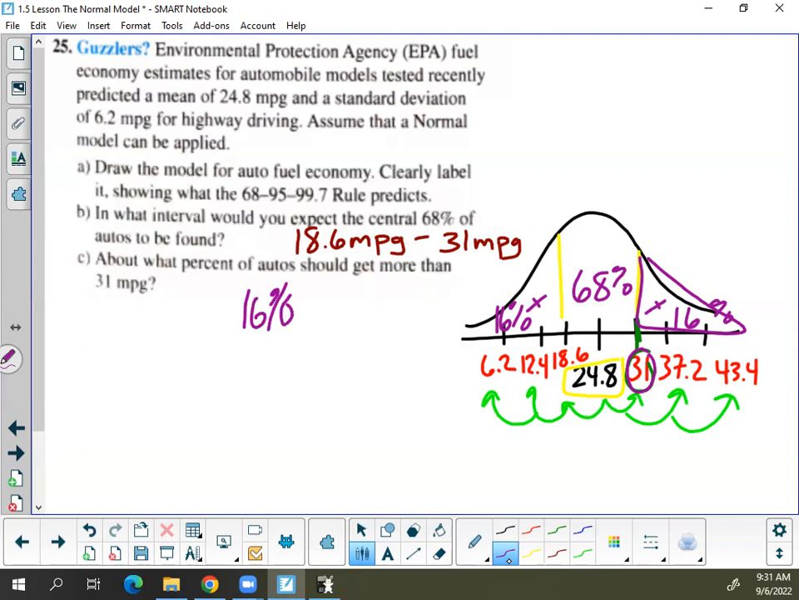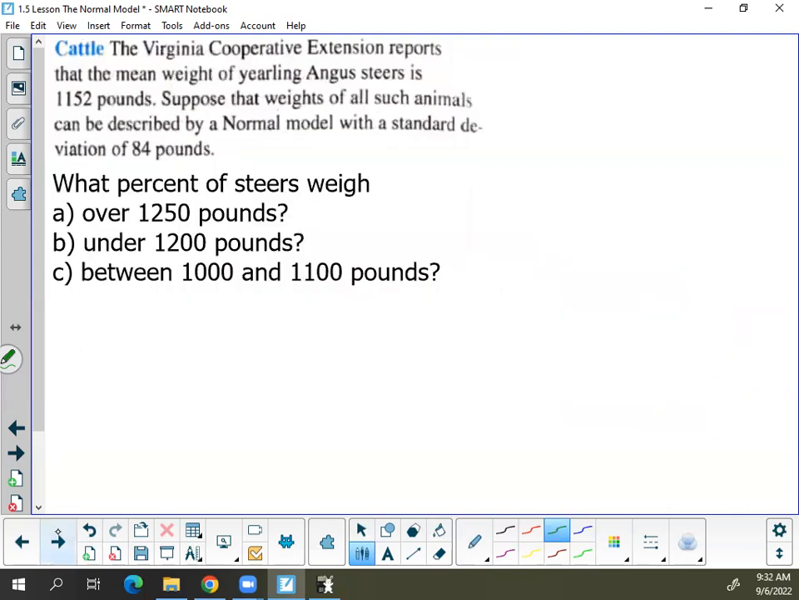It's important to note when we're looking at a normal distribution, something that's approximately normal, that anything above or below 2 standard deviations from the mean is unusual. So above or below 2 standard deviations would be an unusual value. So any car here that has a gas mileage smaller than 12.4 or larger than 37.2, we're going to say that's an unusual gas mileage, or fuel economy, we should say.